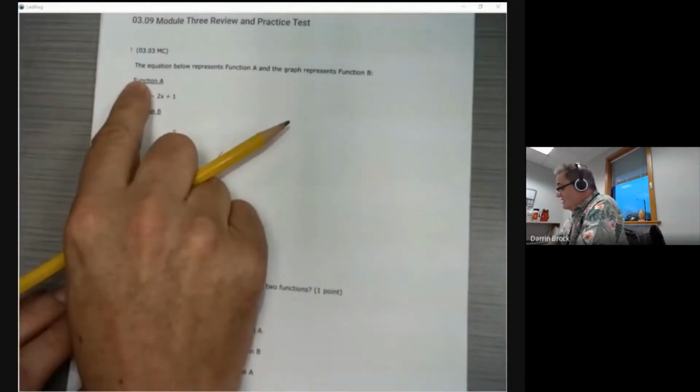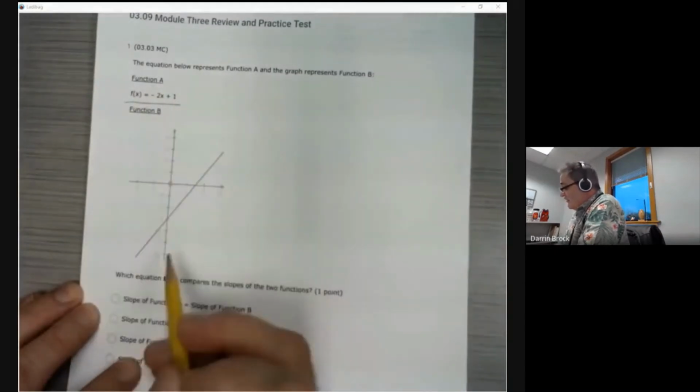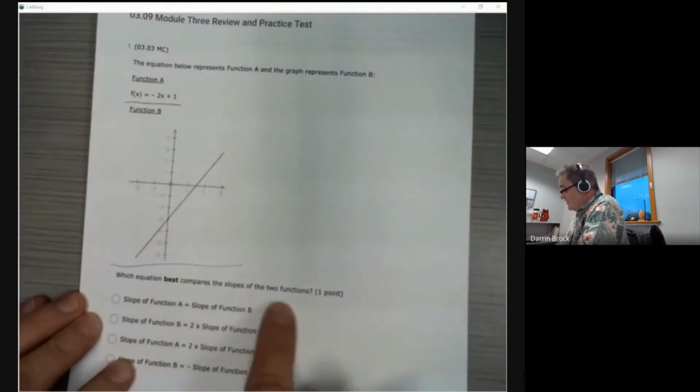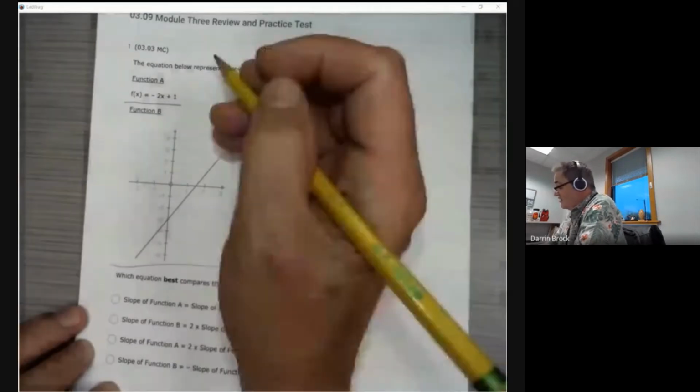The equation below represents function A. So this is function A, and the graph is function B right here. Which equation best compares the slopes of the two functions? So we want to know if they're equal, if B is twice as big as A, if A is twice as big as B, or if B is the negative of slope A. So we need to know what our slope is.